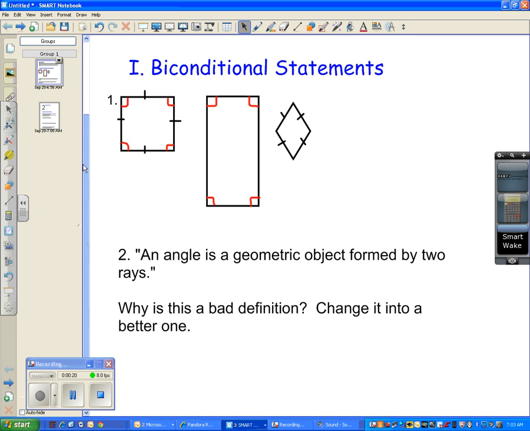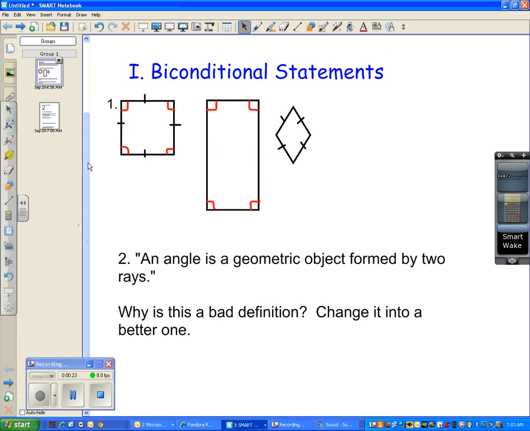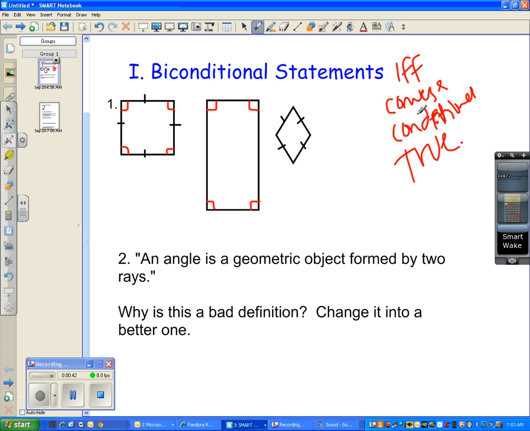So biconditional statements, remember, have that word if and only if in it. And also, it means that the converse and the inverse are both true. So the converse and the conditional statement are both true. If you read it forwards or backwards, it's going to be a true statement. I also said that biconditional statements are definitions, like things that you learn in science.